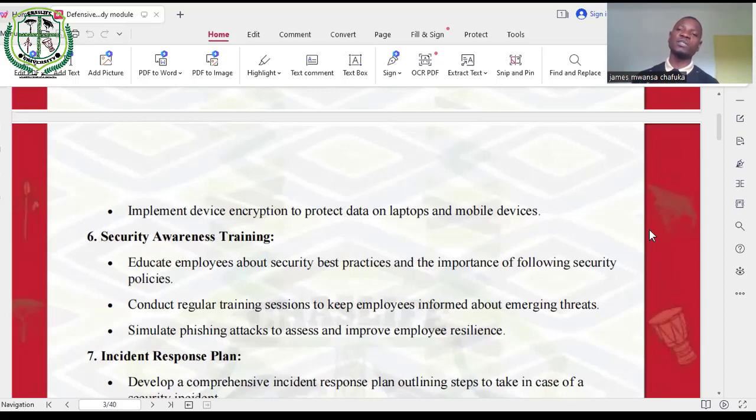When you look at this point on the endpoint, we are saying implement device encryption to protect data on laptops and mobile devices. Let's say, for instance, I want to protect the data on my computer. Maybe the data is too confidential. I can install open source software, such as EncryptPad, that can help me encrypt the data within my computer.